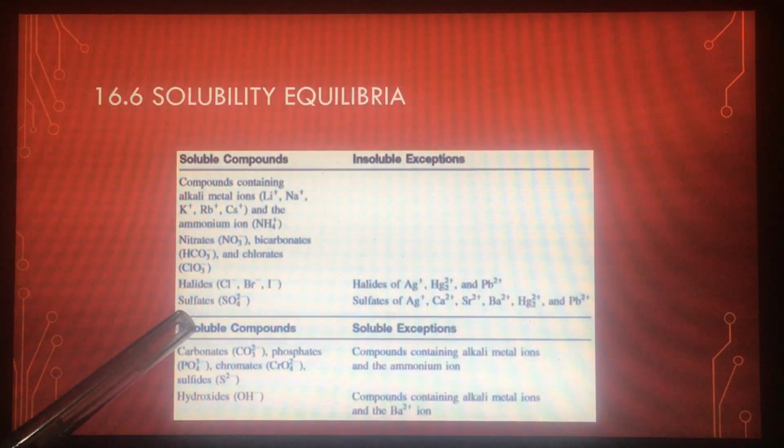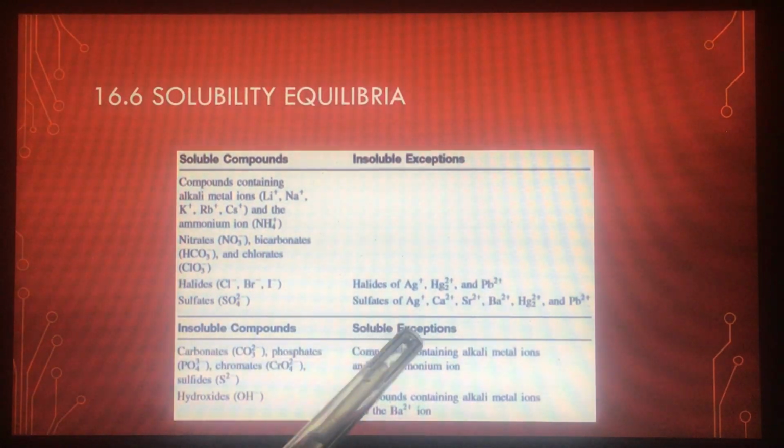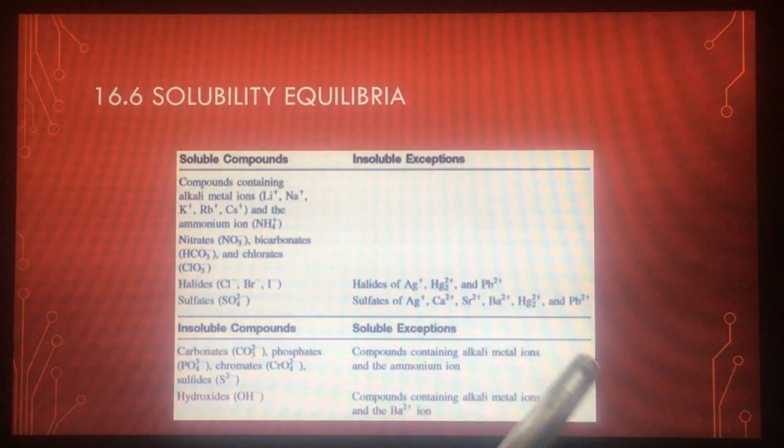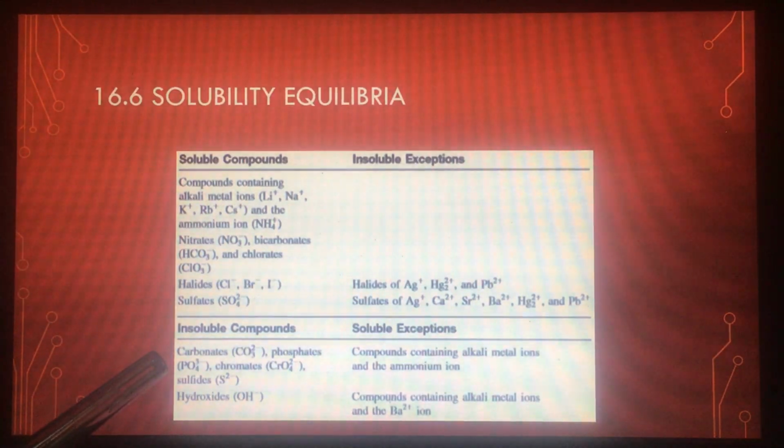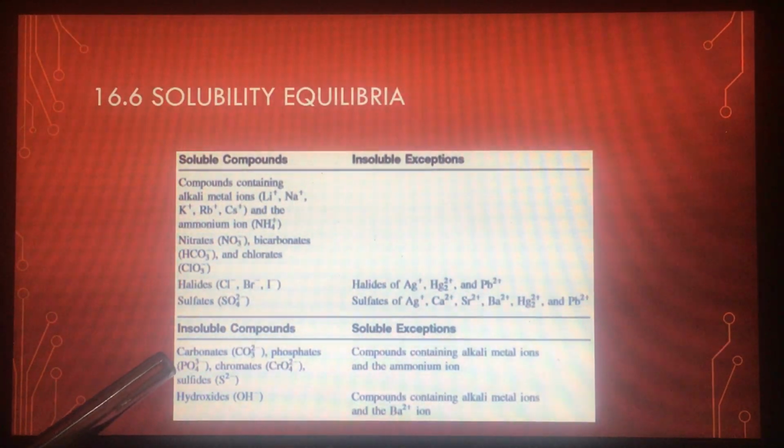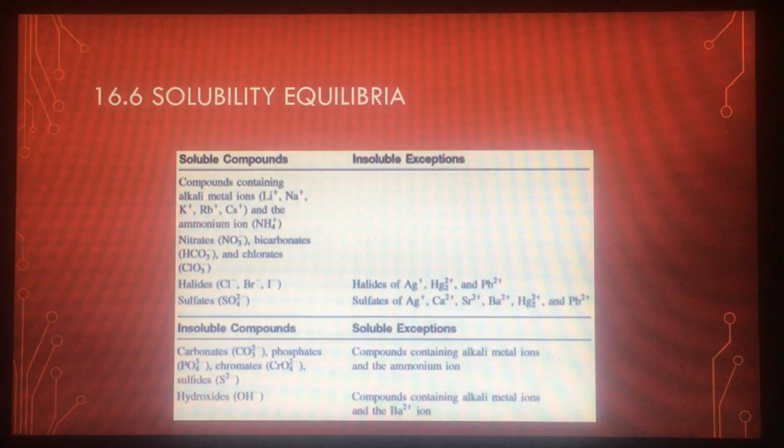The same goes with the sulfates, but we have also the exceptions. We have many exceptions for sulfates. And then at the bottom part, we have the insoluble compounds. For example, we have calcium carbonate, which is an insoluble compound, or calcium phosphate, or calcium chromate, or calcium sulfide.